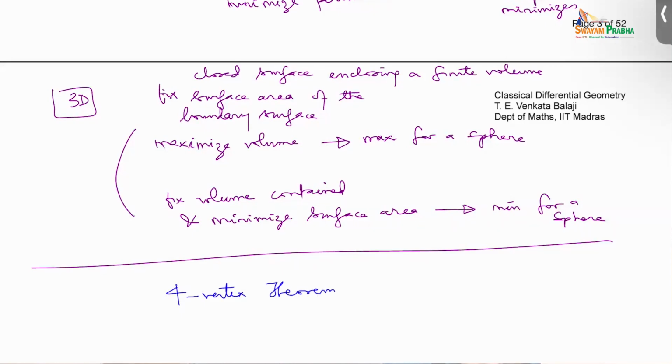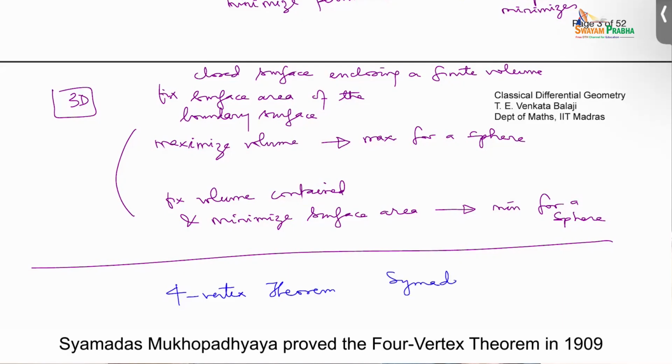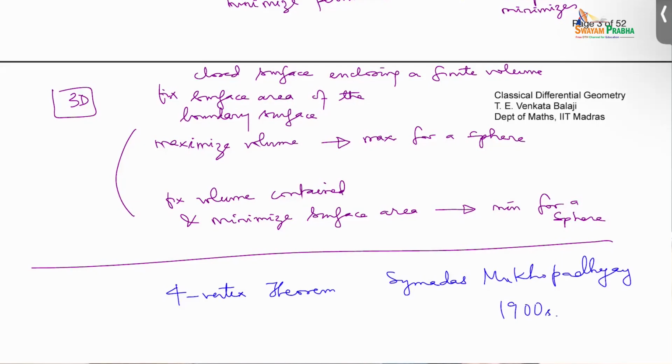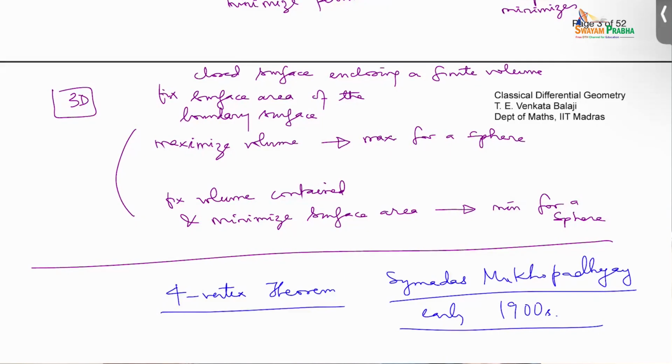So this was due to an Indian mathematician, Shyamadas Mukhopadhyay, I think in 1900s, 1901 or 1900s. I'll just put 1900s. You can look at the web. Early 1900s. Okay, so it has a 100-year history. Okay, so what is this four-vertex theorem?